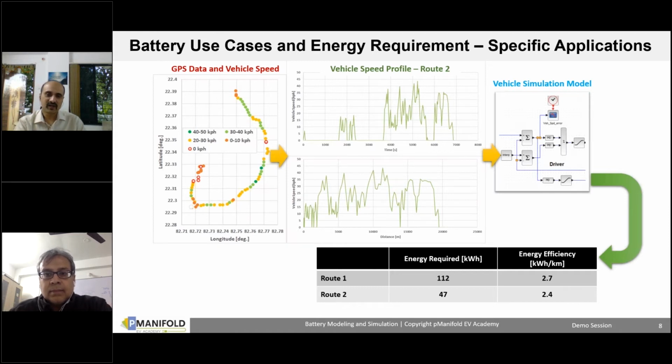how different drivers affect energy efficiency and range, how a mixture of those two can affect the range, and so on. So I also want to make this point: P Manifold EV Academy is already offering another course which both Vikrant and I are teaching. That is on electric vehicle systems engineering, right?